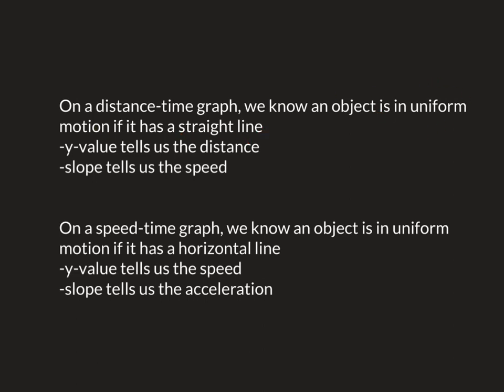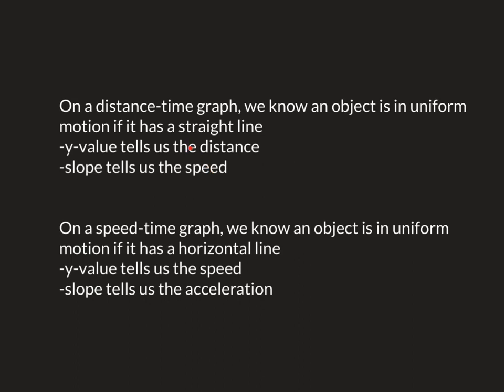So if I showed you the graph right now, you should be able to tell me whether it's traveling in uniform motion or not. Wow, I really couldn't think of that word. Okay, so just look for the straight line. Then we should know that the steeper the line is, the faster it's moving. Okay, the y value on a distance time graph tells me how far it's gone at that particular time. The slope tells us how fast it's gone.